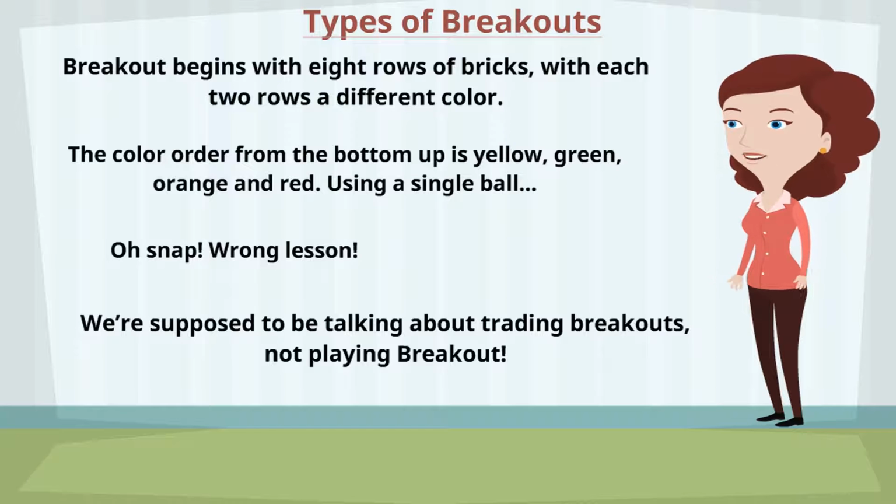Let's come to the next lesson. Types of breakouts. Breakout begins with 8 rows of bricks, with each 2 rows a different color. The color order from the bottom up is yellow, green, orange and red. Using a single ball. Oh snap.